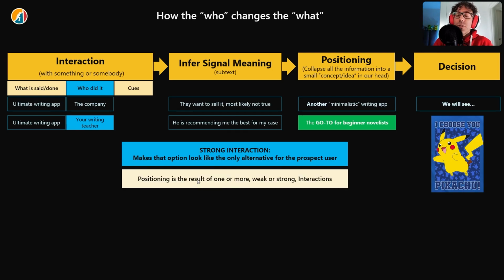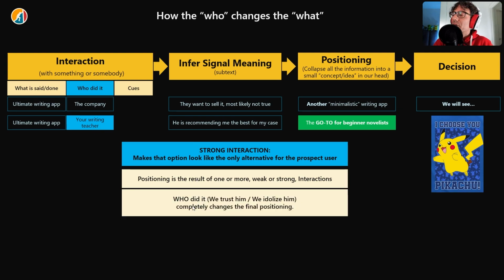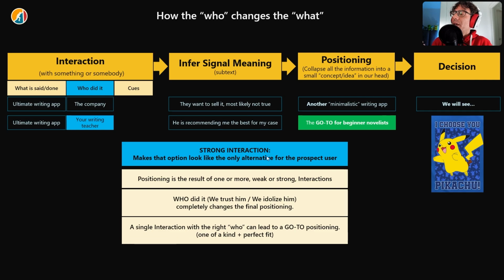Now, positioning is the result of one or more weak interactions, like this one, or strong interactions. But there is this really interesting nuance. The who did it, because we trust them or because we idolize them, like a really famous person, an icon, somebody that we follow, like, oh, if he's using that, I'm using that, can completely change the positioning. And a single interaction with the right who can lead to this go-to. Okay, so that is a really interesting way to position ourselves: somebody else talking.